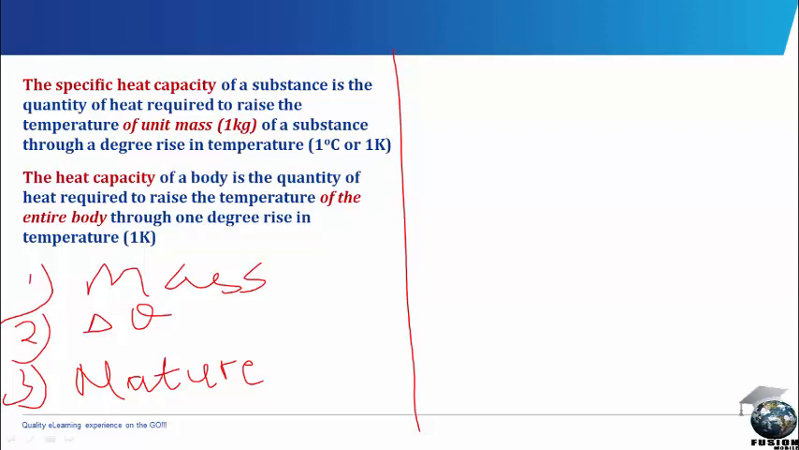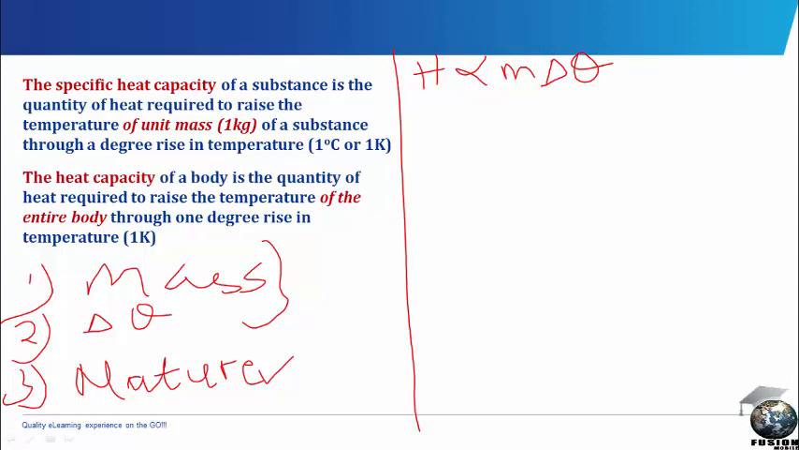So the basic 3 parameters which heat depends on: 1. Mass of the material. 2. Change in temperature of the material. 3. Nature of the material. But nature of the material is not mathematical and is unpredictable. It can change anytime. So mathematically, we consider mass and temperature. So we'll say that heat depends on mass and change in temperature.